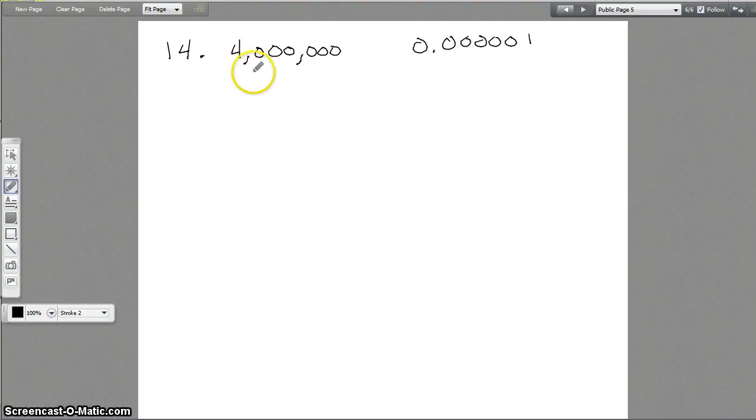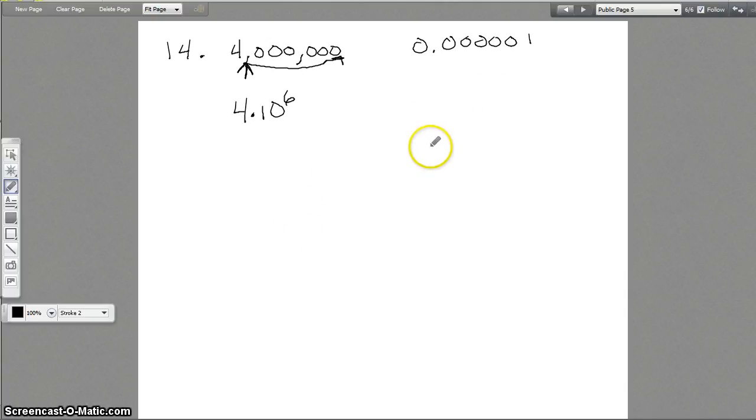So to write 4 million in scientific notation, we're going to need to put our decimal right here after the 4. So I'm going to start off by writing 4 times 10 to some power. Always go ahead and write that times 10 because you're always going to have times 10 to some power in scientific notation. Now, how many spaces do we have to move our decimal to get back to our original number? Well, this is 6 spaces, so it's 4 times 10 to the 6th.